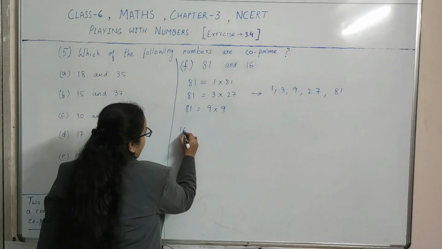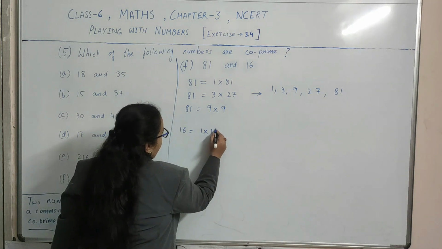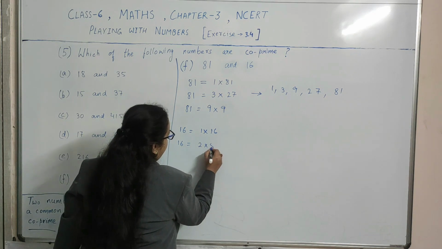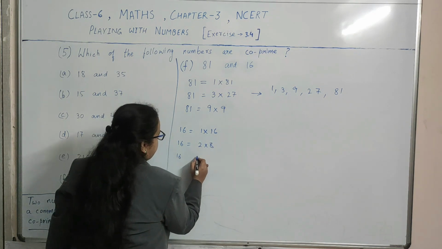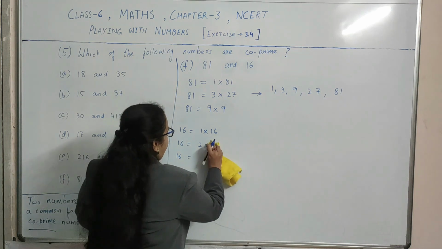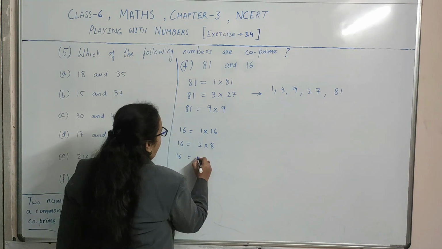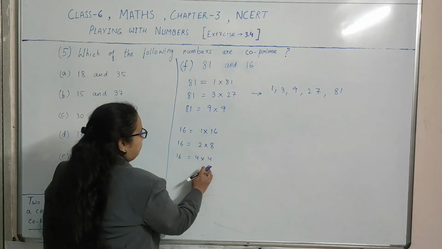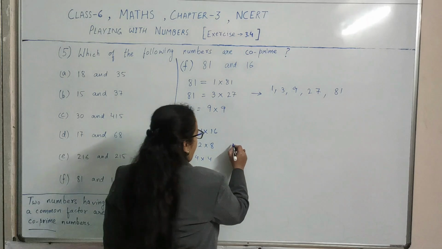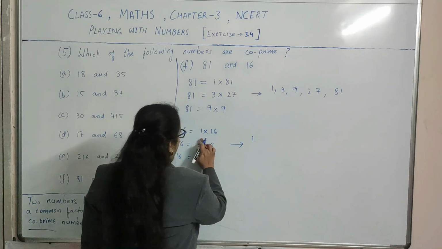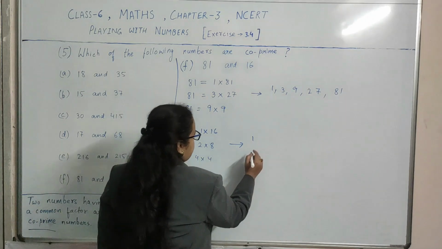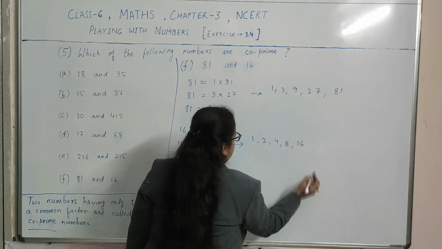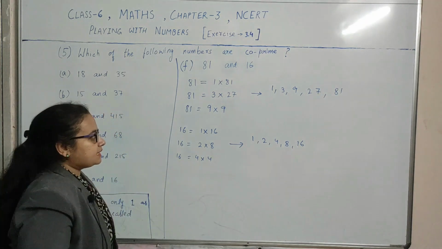16 can be represented as 1 multiplied by 16. 16 can also be represented as 2 multiplied by 8, and as 4 multiplied by 4. So these numbers are the factors of 16. The factors are 1, 2, 4, 8 and 16.